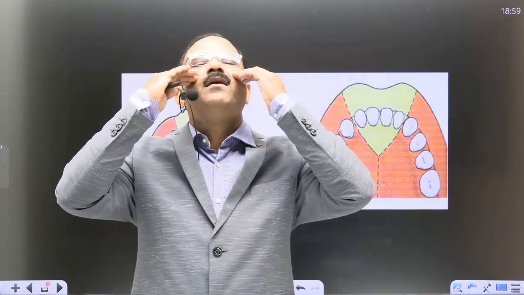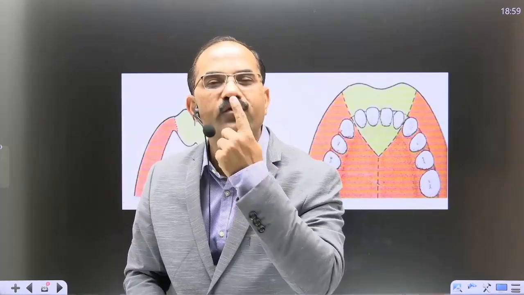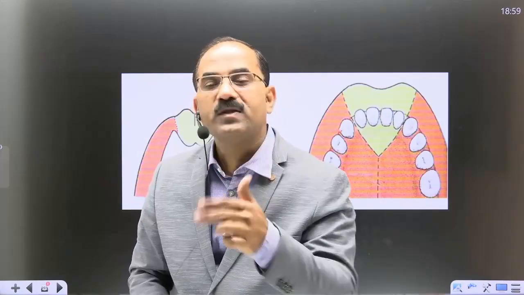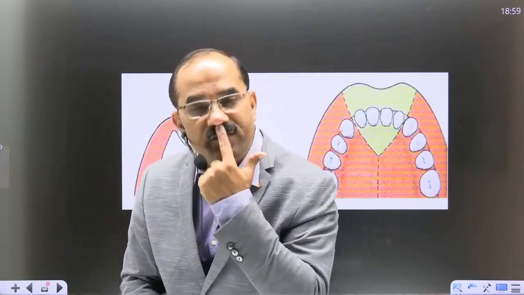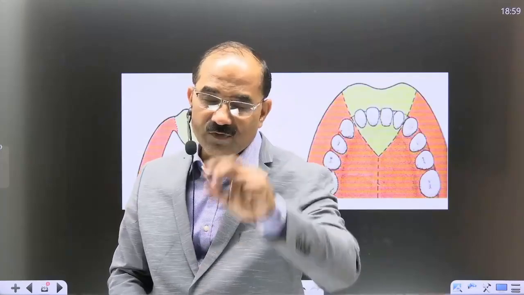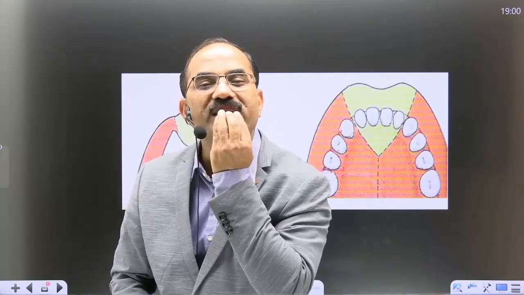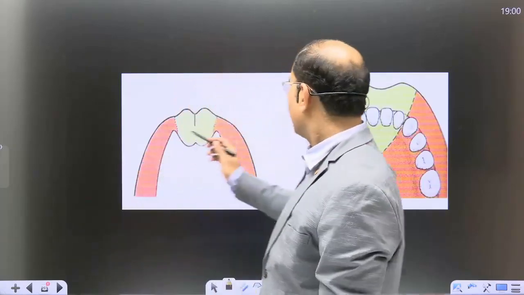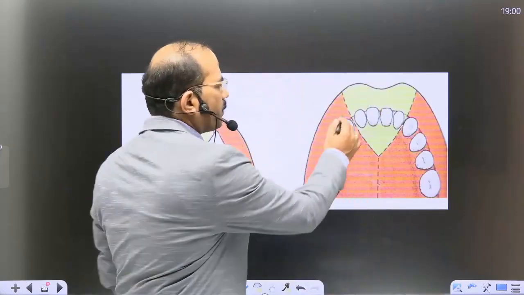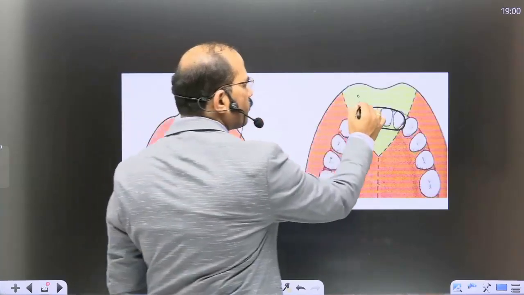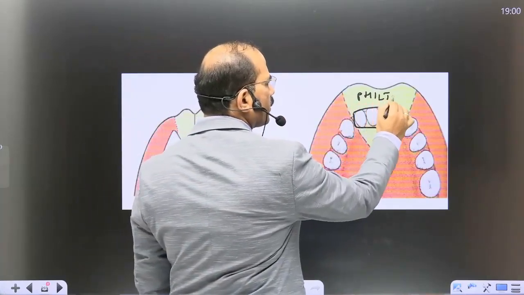The maxilla, just before that, the two medial nasal processes here, they fuse, they form what? Philtrum. I've told you one thing, it forms a philtrum. So the two medial nasal processes fuse to form, number one, the philtrum of the upper lip. They form two more things. They form this upper jaw in which the four incisors are there. This part of the upper jaw in which the four incisors are located.